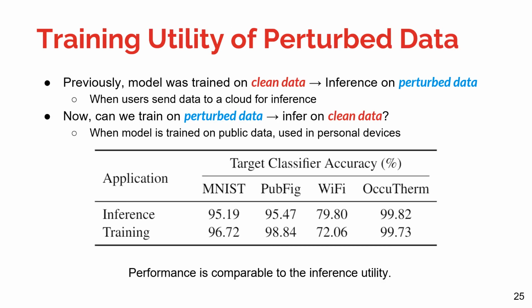Previously, the model was trained on clean data and inference was done on perturbed data. This corresponds to the case when users send their data to a cloud for inference and they need to perturb it before sending it out. Now the question is, can we train the model on perturbed data and then do inference on clean data? This corresponds to the case when the model is trained on public data and then it is used on users' devices to do inference on device.